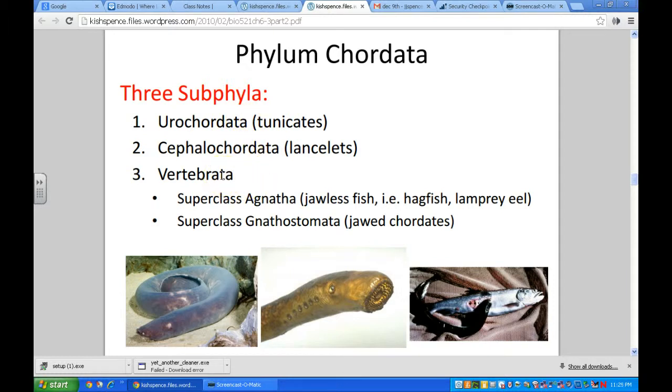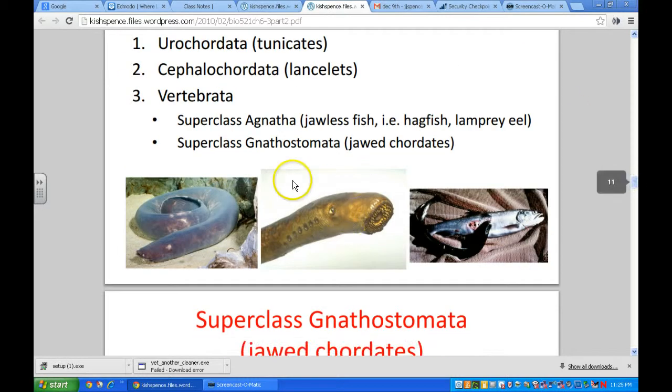Subphylum Vertebrata, and you're going to see different divisions online and in different textbooks, even in your own textbook. So just be aware of that. But for our purposes, we're looking at subphylum Vertebrata with two superclasses in it. Superclass Agnatha. Gnatha means jaw, and A at the front means without. So these are jawless fish, like the hagfish or the lamprey eel.